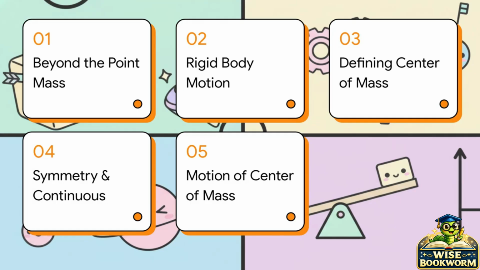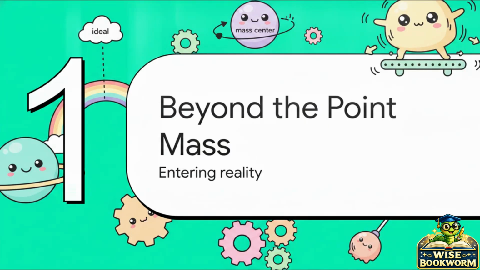Here's our quick roadmap for today. We're going to start by moving beyond the point mass. Then we'll check out the types of rigid body motion, define what exactly a center of mass is, explore symmetry in continuous bodies, and finally, track the actual motion of that center of mass. All right, let's kick things off with Section 1, Beyond the Point Mass.